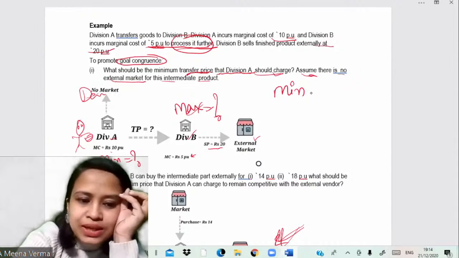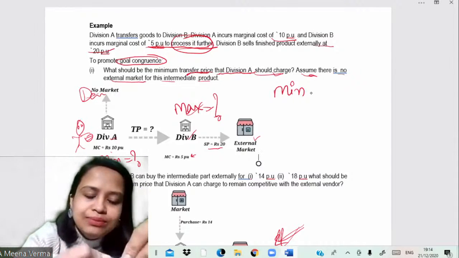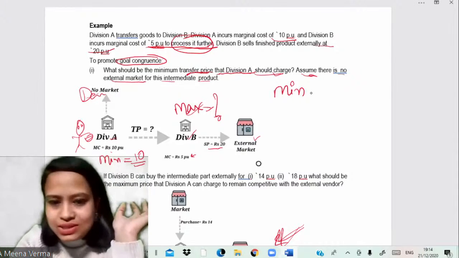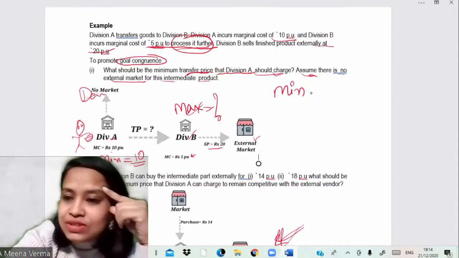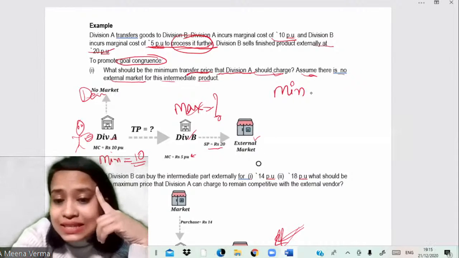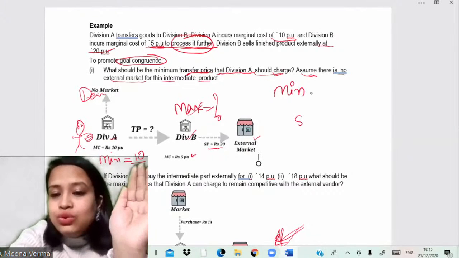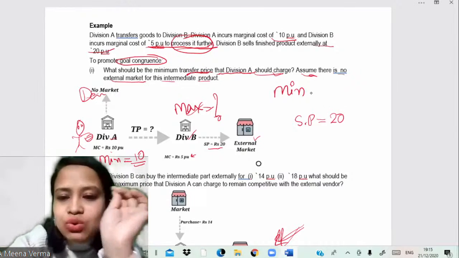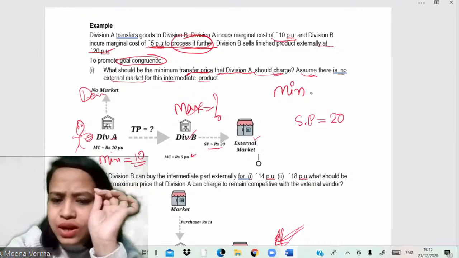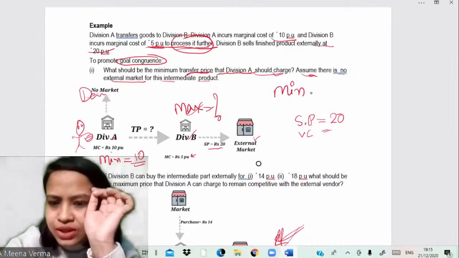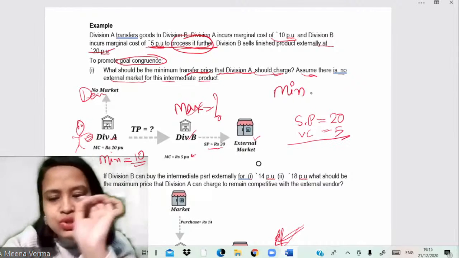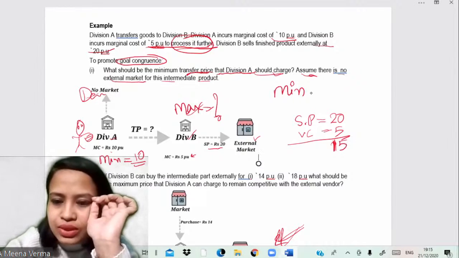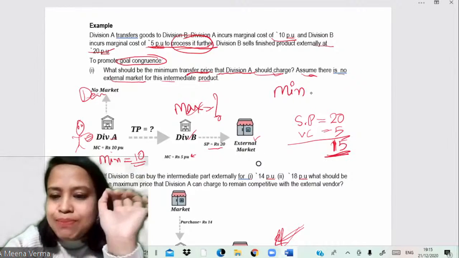So the minimum price will be what? Variable cost, ₹10. That is the minimum price he will charge. What will be the maximum price he will charge? He will say, we can sell the final finished good in the market for ₹20, and we need to do further processing. Whatever input we are receiving, we need to do further processing on it, and we have to incur ₹5. So this is the contribution. This is the maximum price.